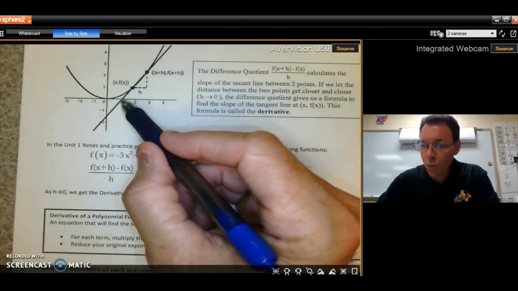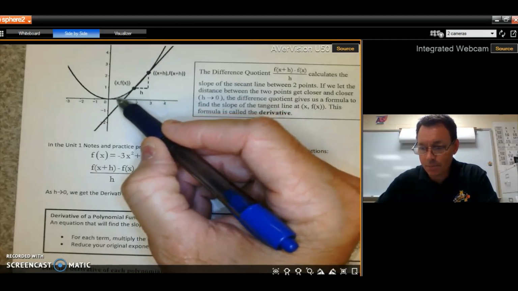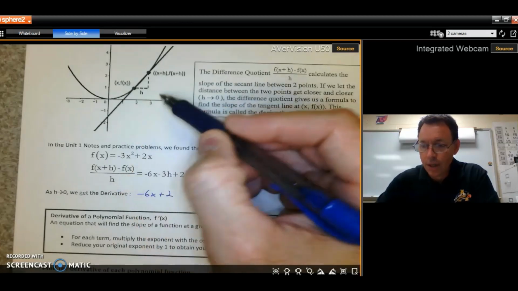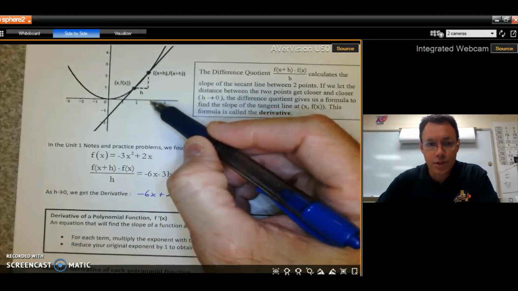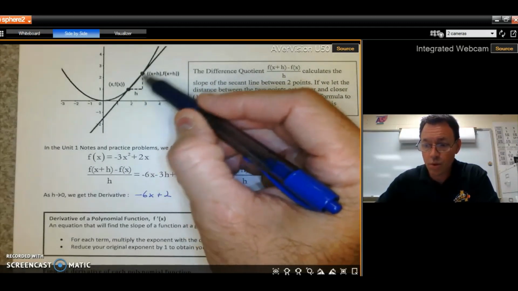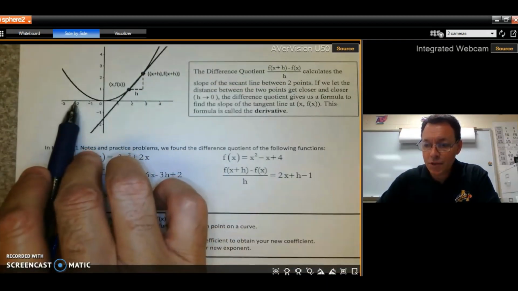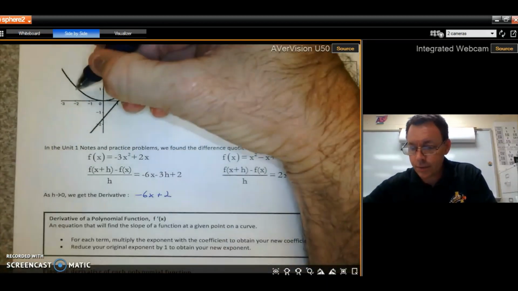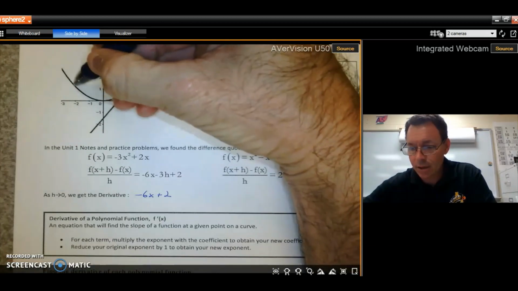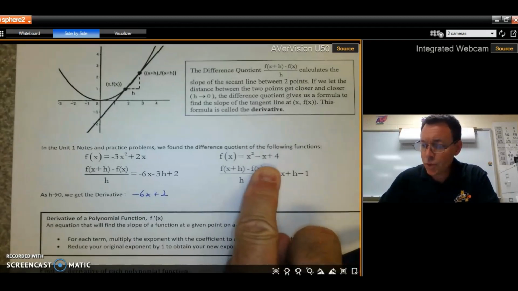If I put a 1 into this function, I would get a positive number because this point's going to have a positive slope. If I put a 3 into this function, I'm going to get a bigger positive number because this has a more positive slope. It's starting to really curve up. And if I put a -2 into the function, well, right here the graph is going down, so that's going to have a negative slope. Same with this one over here.